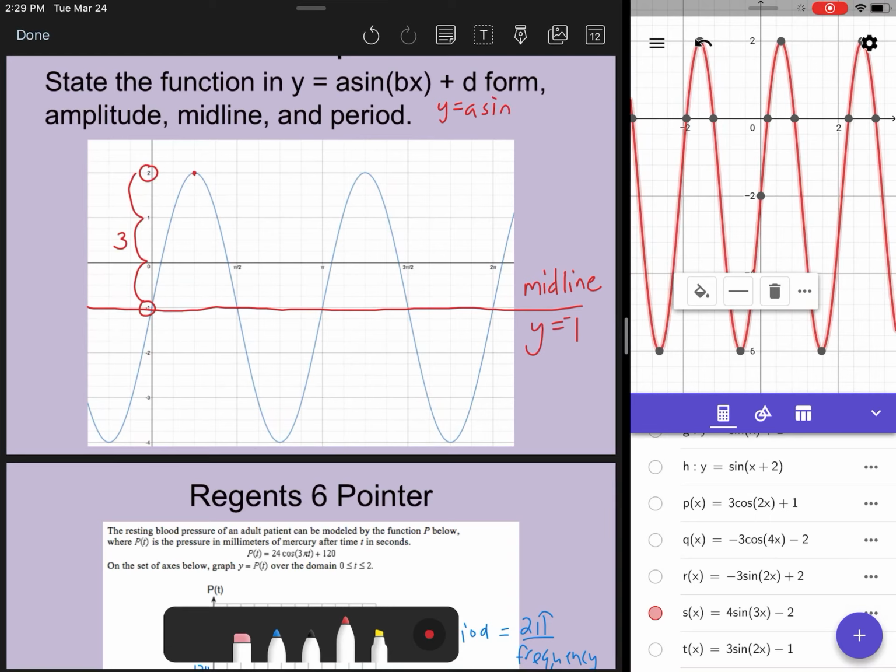Let me write this here. Y equals A sine of bx plus d. Amplitude we just stated is 3. Is it positive or negative? We're going in an upward direction first, so therefore it's positive. What's our B value? Remember, we're looking to see how many full sine curves we have from 0 to 2 pi. 1, 2. So B is 2.